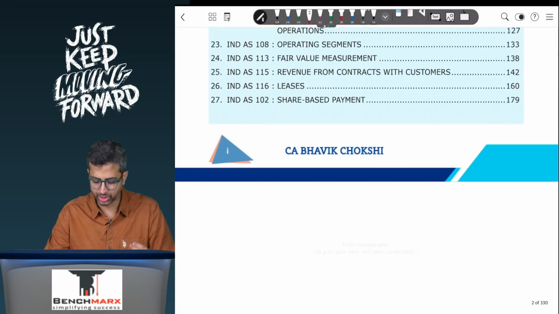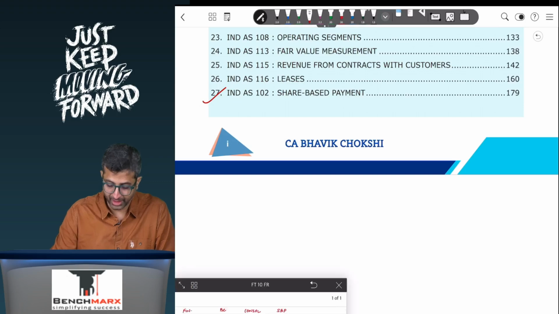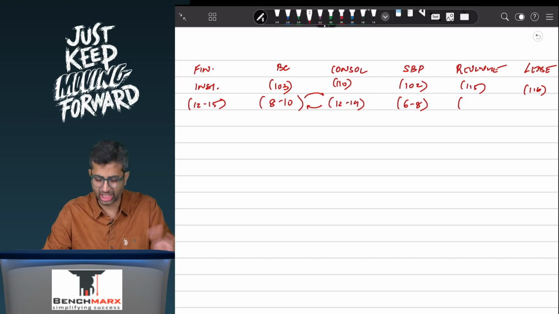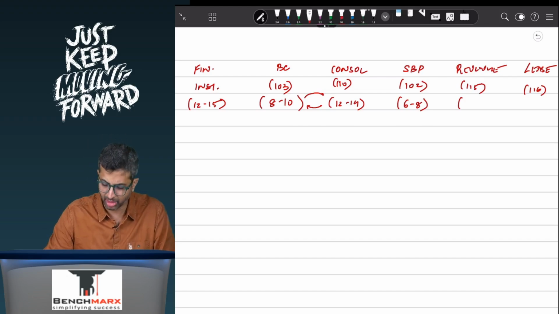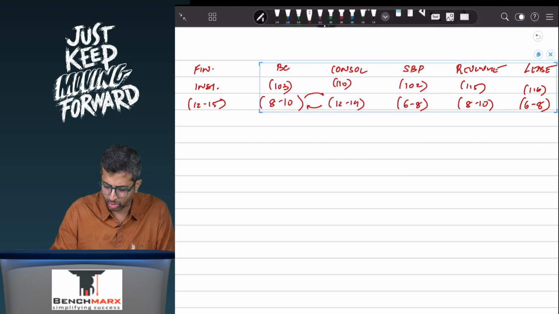Most of the times you also have questions regarding share based payment as well, and then you have 2 fairly important Ind ASs. One is the Ind AS on revenue, Ind AS 115, and one is the Ind AS on lease, that is Ind AS 116. So these are the topics. Maybe 115 will come for around 8 odd marks, sometimes even 10 marks. So we'll say 8 to 10 marks, and this will be around 6 to 8 marks. Now these are the topics which will almost certainly come.